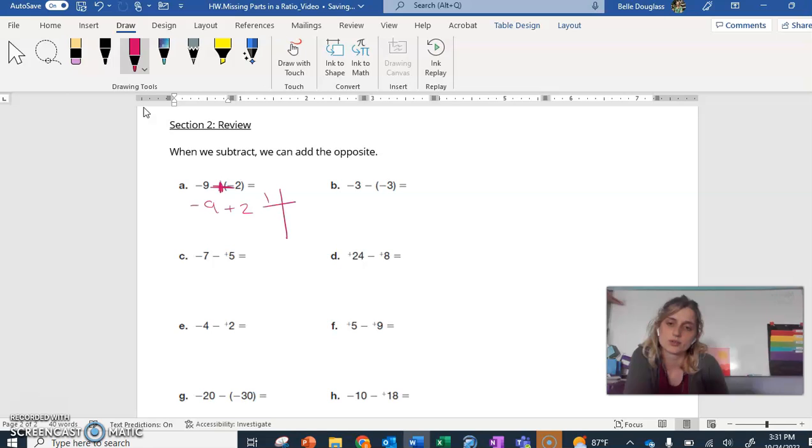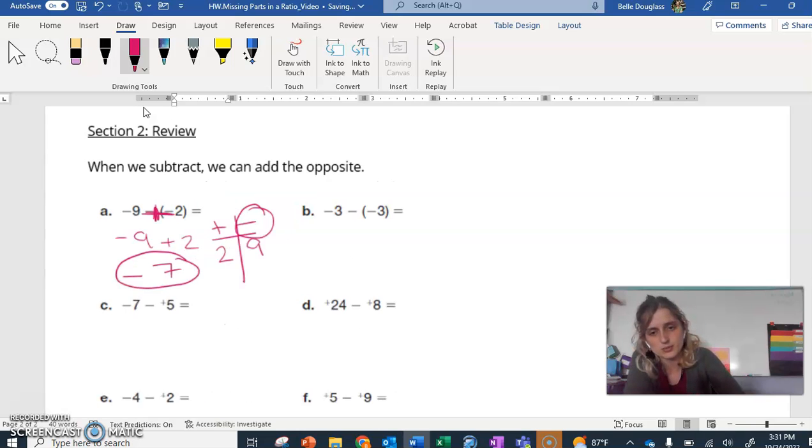You can always use a chart if you need to stay organized. That's 9 negative points and 2 positive points. The negative team would win by 7 extra points. Circle all final answers. These little things here, let me zoom in on them.